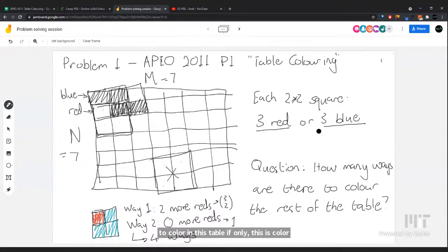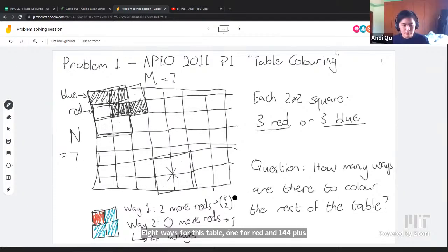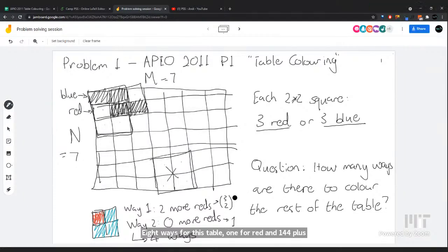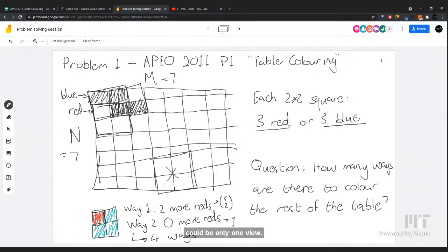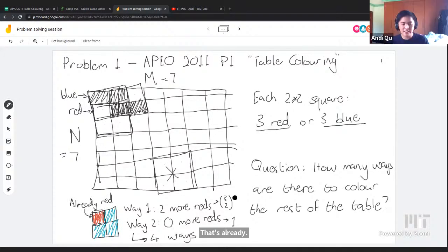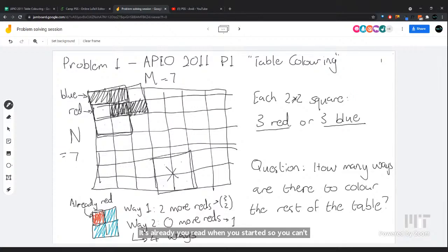Aren't there 8 ways for this table? One for red and one for blue, 4 plus 4, 8. No, what do you mean? Why are you only considering the case when there is only one red? There could be only one blue. Oh, because this one is already filled in. It's already red when you start, so you can't change it.